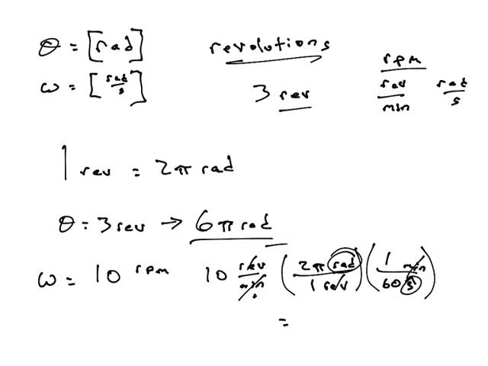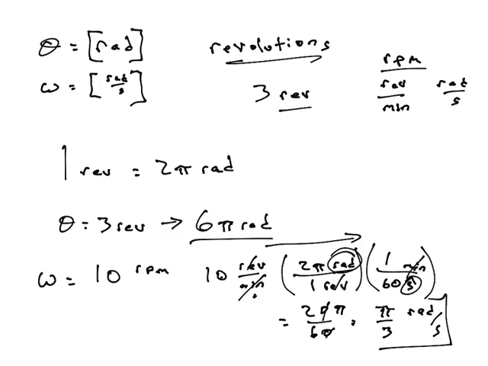Now all I have to do is multiply through. 10 times 2 pi, that's 20 pi. And the bottom is 1 times 60. So 2 over 6, this is pi over 3 radians per second. Okay? So you just need to know.